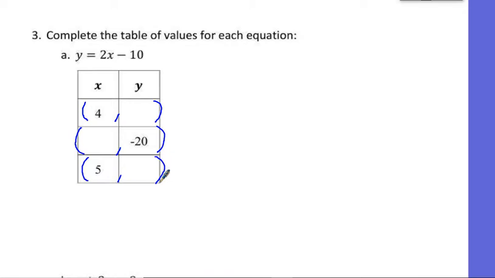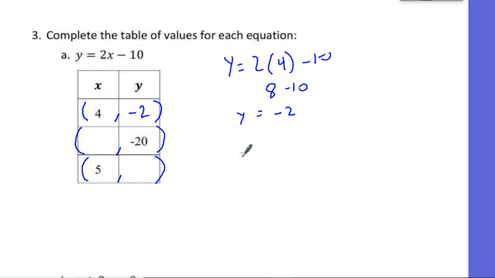So in a sense, we're doing the same work that we did in example 2, now just multiple times per question. So the first one, we're given an x value. Y equals 2 times 4, which was the given x value, minus 10. 2 times 4 is 8, minus 10 is negative 2. So 4, negative 2.